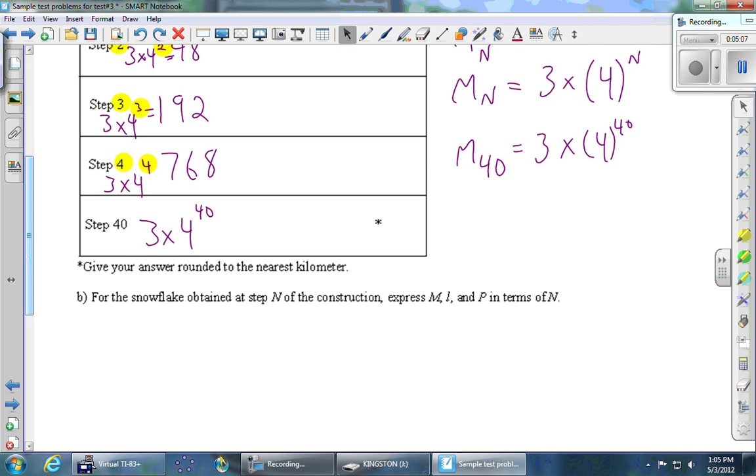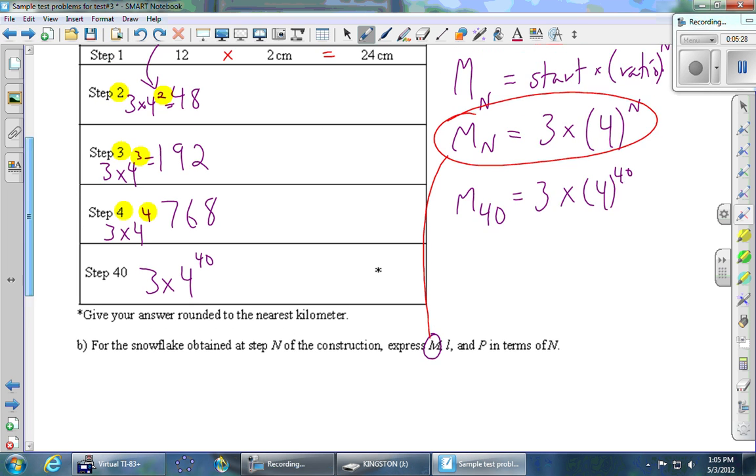Although I guess we could say that we've already answered this problem right here. In part B, it says for the snowflake obtained at step n of the construction, express all these in terms of n. So I think that we've done that. It's this formula right there. Okay, so we're done with the first column.